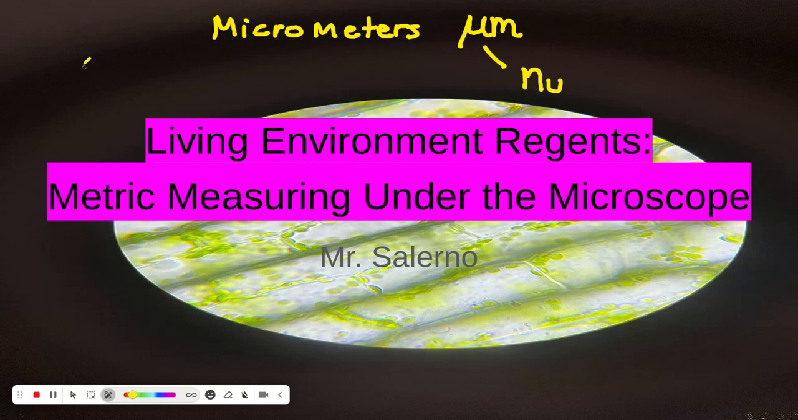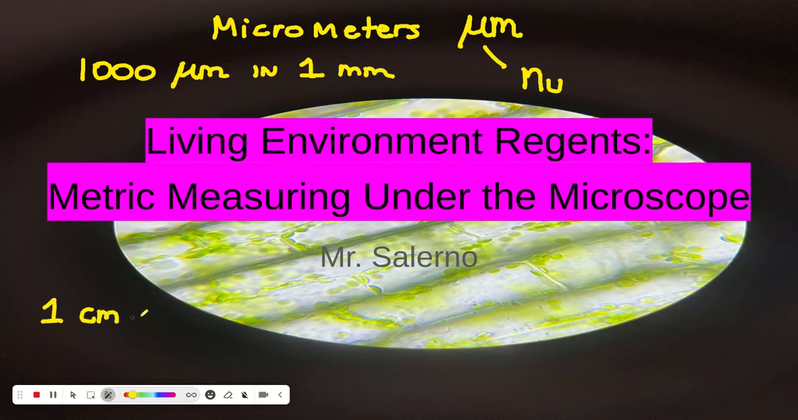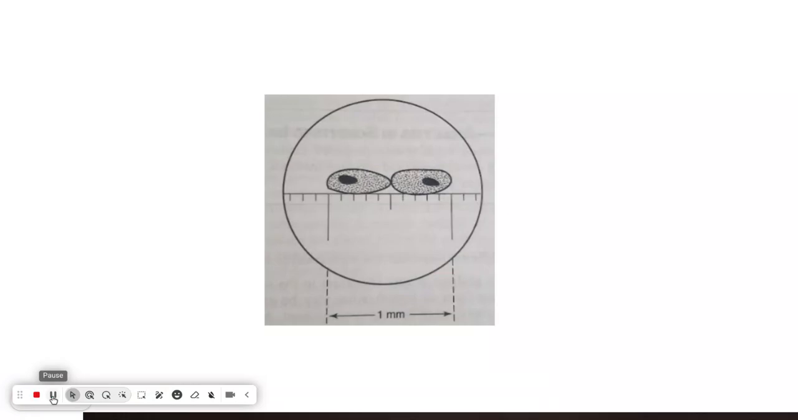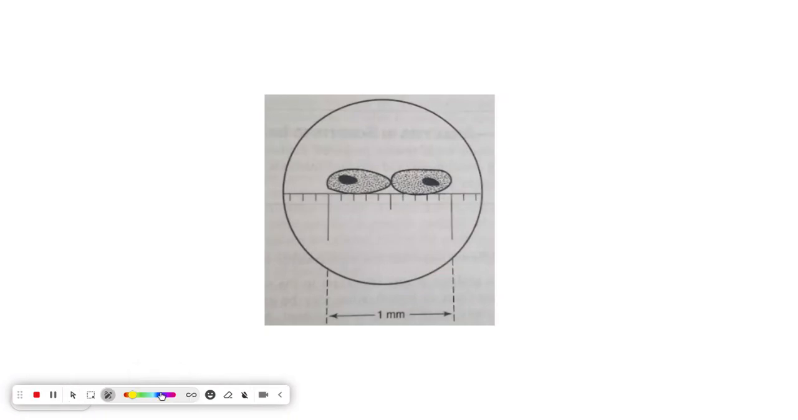And it's important to know that there's 1,000 micrometers in 1 millimeter. And you should also know that for 1 centimeter, that equals 10 millimeters, and so forth. So let's look at a slide. And make sure my pen's working.